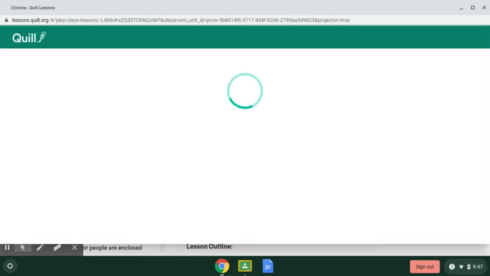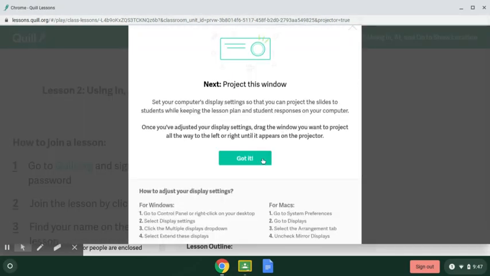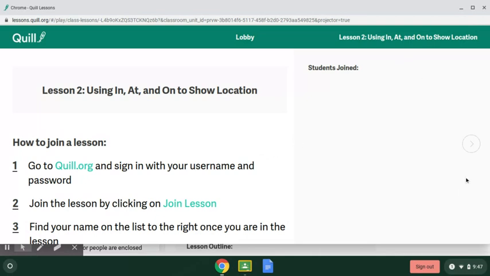All right, guys. So we are doing our second lesson of the week in Quill. We're working with prepositions.